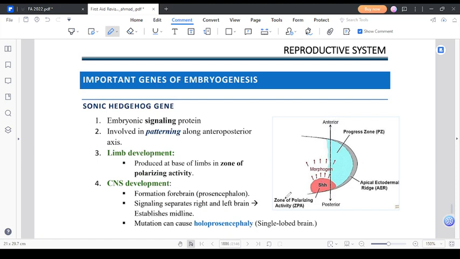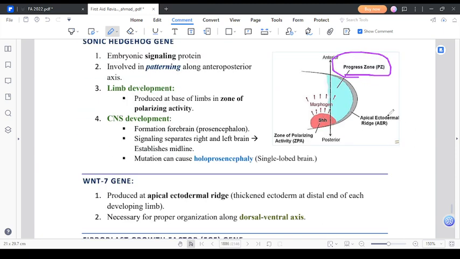Okay, so the zone of polarizing activity is this one, and then the progress zone, I was talking about this one. So let's look at this picture. The ectoderm is basically forming the apical ectodermal ridge. Below that we have the mesoderm, that will be forming the progress zone, and then this particular zone is also coming from the mesoderm, that is called the zone of polarizing activity. So just remember these three zones.